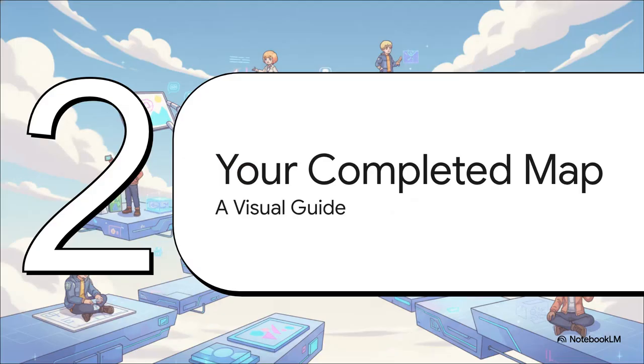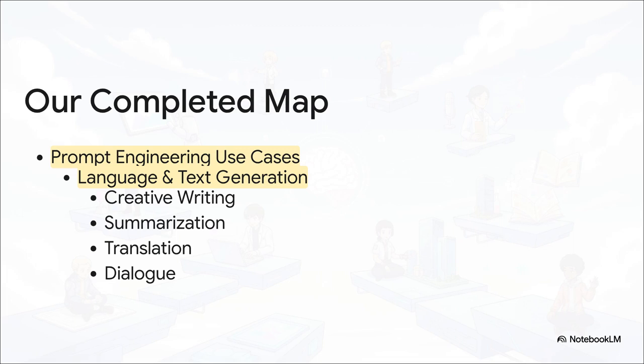And with that, our first branch is complete. Let's just zoom out for a second and look at the visual guide to text generation that we've just built together. So, from our central hub, we built out this really powerful branch for text generation. See how these four applications, creative writing, summarization, translation, and dialogue, all stem from the same core skill: just giving the AI clear, contextual instructions.